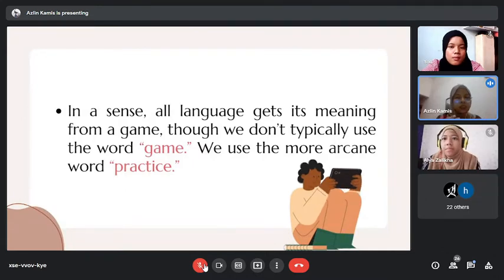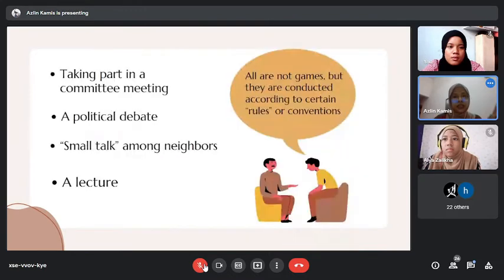Though we don't typically use the word game, we use the more arcane words such as practice, in activities like taking part in a committee meeting, a political debate, small talk among neighbors, a lecture. So this is what we call a practice. They are not actually a literal game, but they are conducted according to certain rules or conventions. It's like how a game is composed of rules to determine who is winning and who is losing.